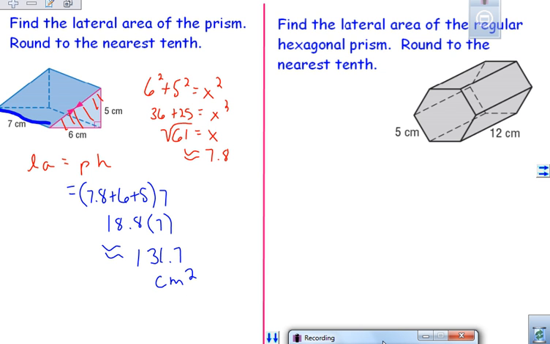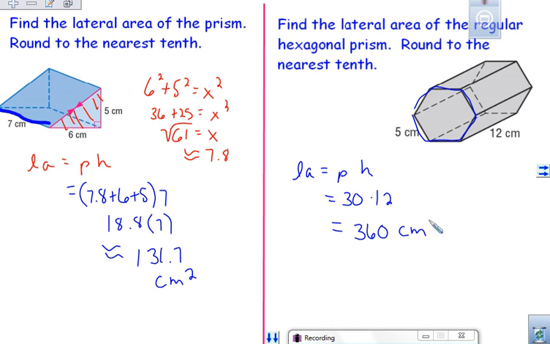The second example says find the lateral area of the regular hexagonal prism, round to the nearest tenth. So our base is a hexagon, and we want to find the lateral area. So again, the lateral area is equal to perimeter times height. So the perimeter of this hexagon is going to be 5 times 6, which is 30. And the height of our prism is 12. So 30 times 12 is 360 square centimeters.